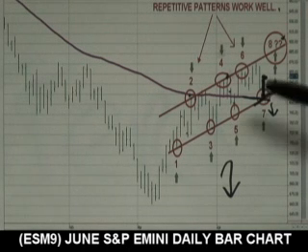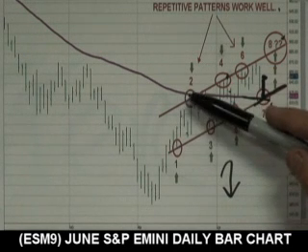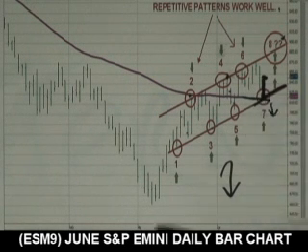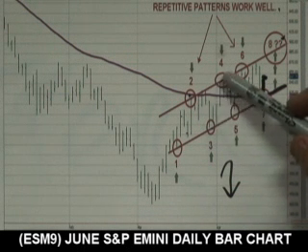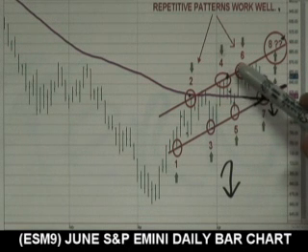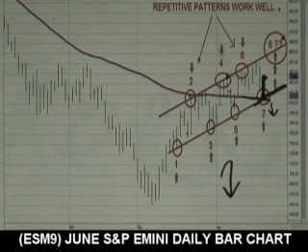So if this works, the repetitive pattern is this. 1, 2, 3, 4, 5, 6, 7. It keeps bouncing off of the channel. The other repetitive pattern is after making a high, it goes down for 2 days. It puts in a high, goes down for 2 days, puts in a high, goes down for 2 days. So as you can see, repetitive patterns continue to do exactly what they're supposed to do. They repeat. And a lot of times you can get a good trade from repetitive patterns.